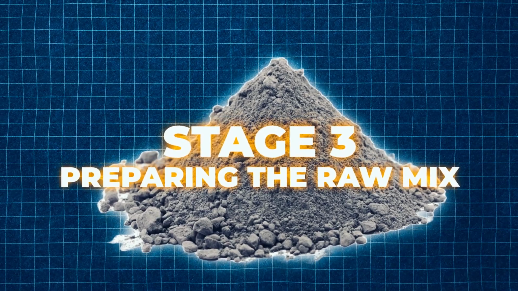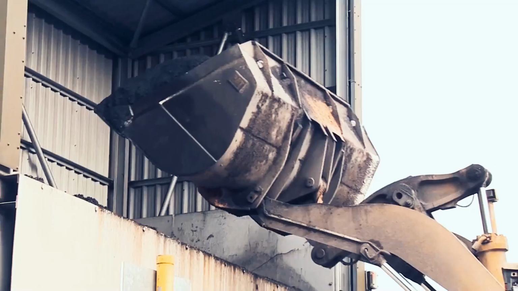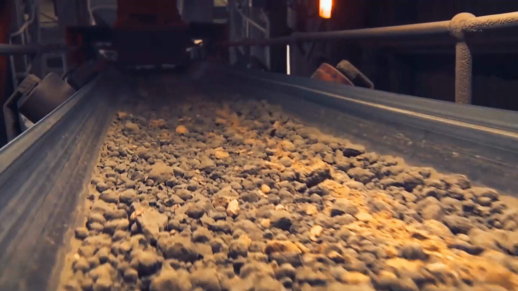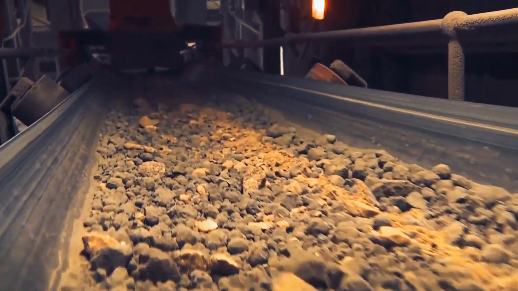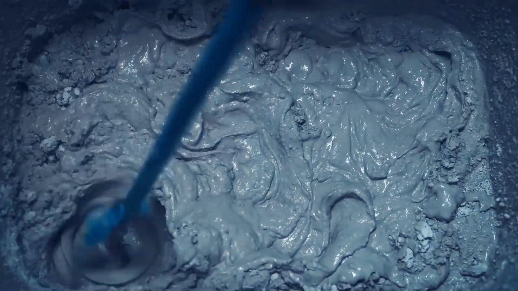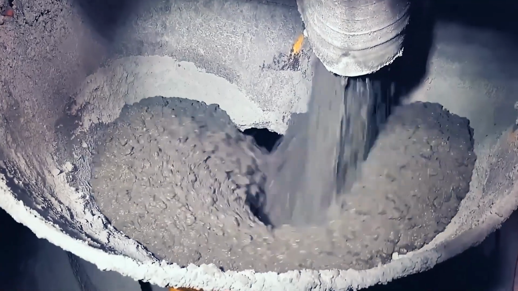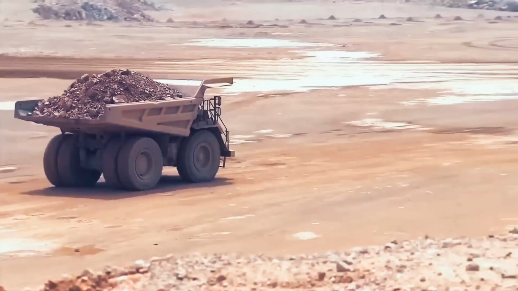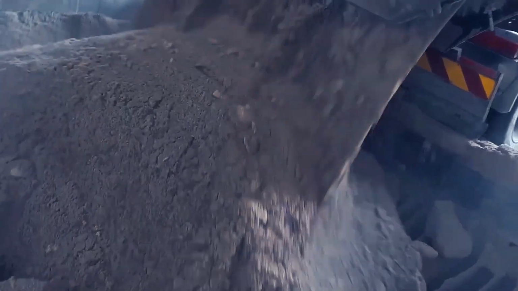Stage 3. Preparing the raw mix. Next, cement makers will mix different amounts of the raw materials to get the exact mix of cement ingredients they need for the type of cement they make. This mix also changes depending on what the cement is supposed to do, how easy it is to get the raw materials where it's made, and how it's made.